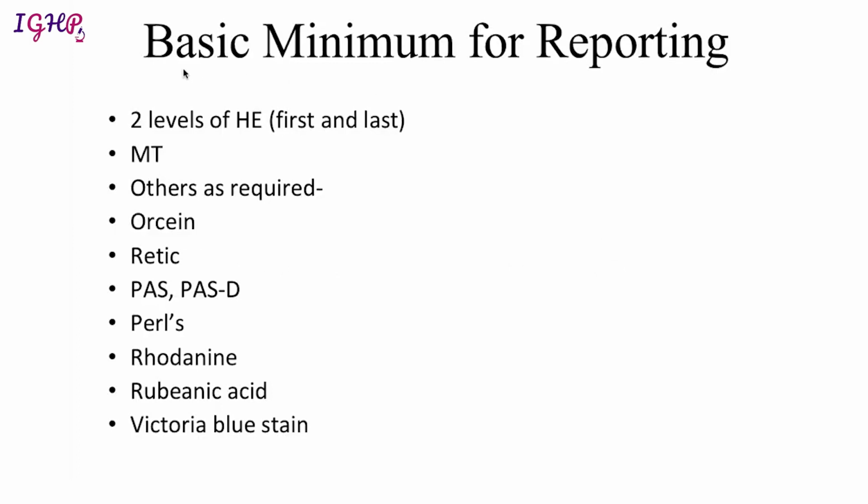So in this we'll be discussing the interpretation of liver biopsy. So let's move on to the basic minimum for reporting. When you are getting a liver biopsy tissue, there are certain things which are minimum for reporting. That is, you should take at least 2 levels of hematoxylin stain, especially the first and the last level. Then in between you should get a Masson's trichrome stain done.